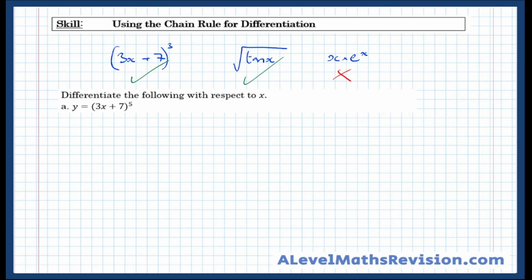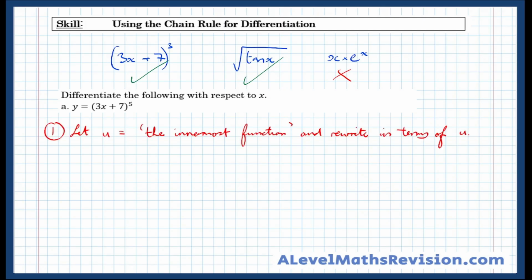So one thing we could do here is multiply out 5 sets of brackets, or do the binomial expansion on 3x plus 7 to the 5 and differentiate that way. But that will take an absolute age to do. It's going to take too long, and in the time constraints of an exam, it's not a practical way of doing something. So what we're going to do is as follows.